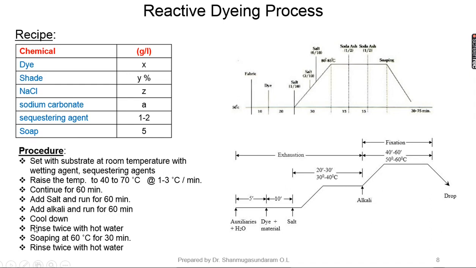Then cool down and rinse twice with hot water. The soaping has to be carried out at 60 degrees Celsius for 30 minutes to remove the loosely fixed dye on the surface of the material. Then rinse twice with hot water. So this is the procedure to be followed for the reactive dyeing process.